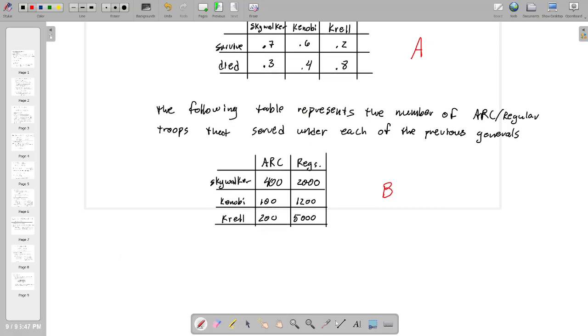So, when we look at this and we do A times B, I want you to notice that A is going to be a 2 by 3 and B is going to be a 3 by 2. Now, we want to multiply Skywalker to Skywalker, Kenobi to Kenobi, and Krell to Krell. Otherwise, it doesn't really make sense. So when we multiply along the Skywalker, Kenobi, and Krell categories, those categories are going to go away, and what's going to be left is just survived, died versus survived and died, and ARC Trooper and Reg Troopers.